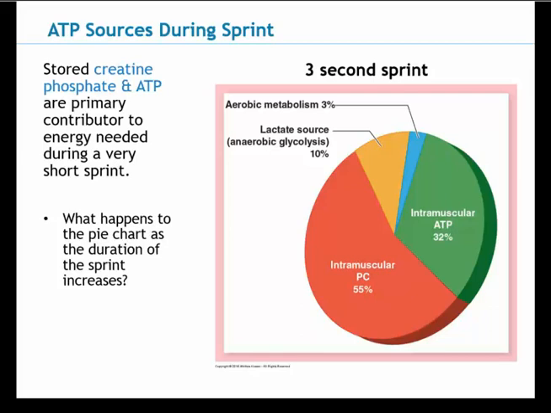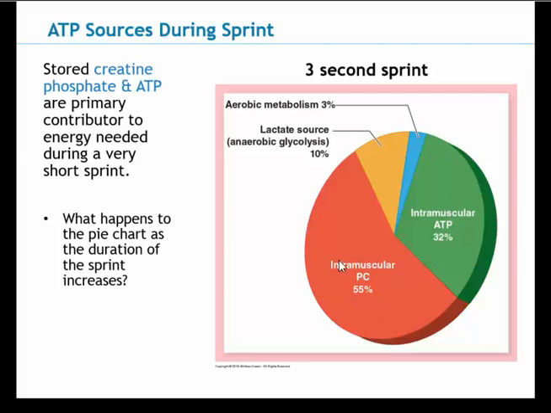Other sports that rely predominantly on ATP and creatine phosphate, think of really rapid, short duration movements like Olympic weightlifting. So doing Olympic style lifts, swinging a golf club, vertical jumping, shot put, any type of throwing in baseball or football, kicking in soccer. All of that relies mainly on our intramuscular storage of ATP and creatine phosphate.